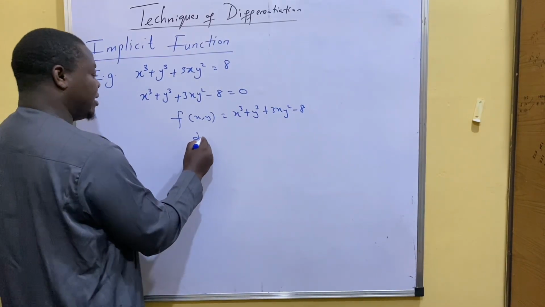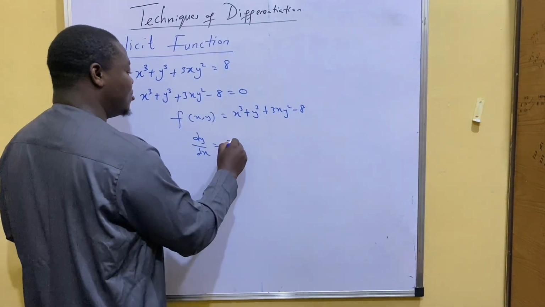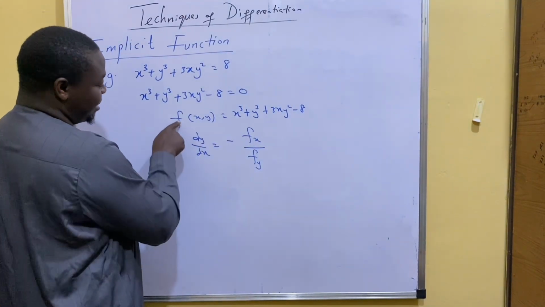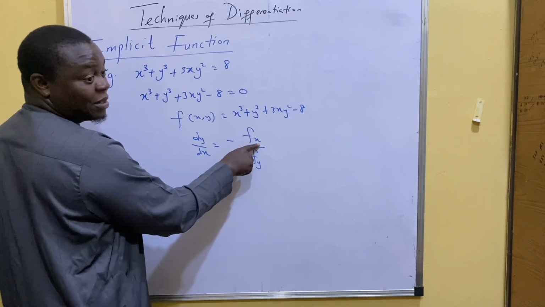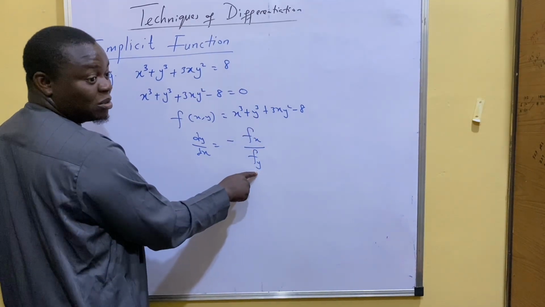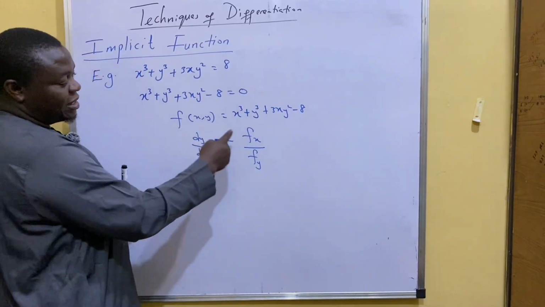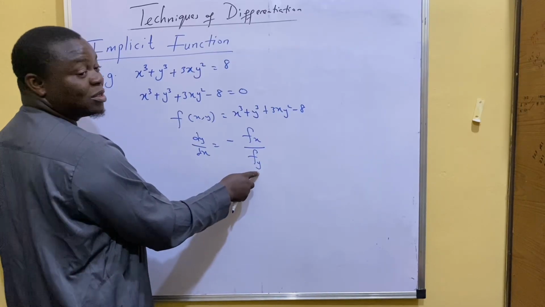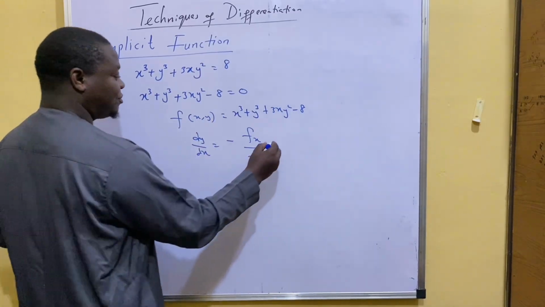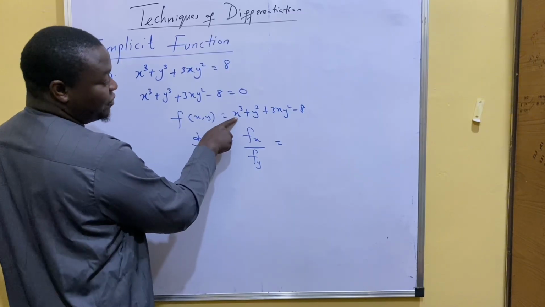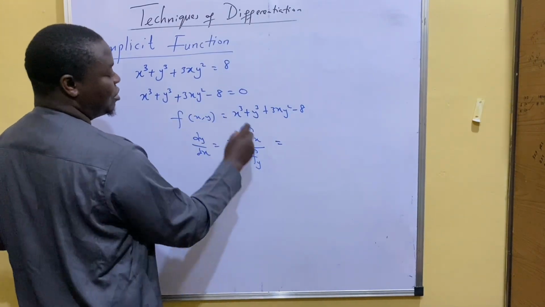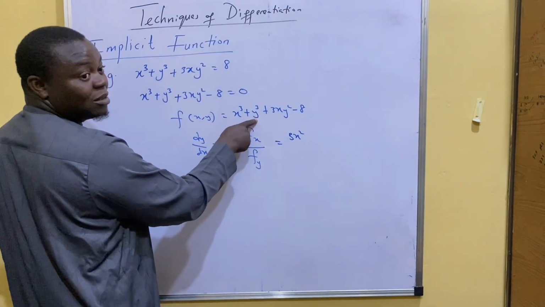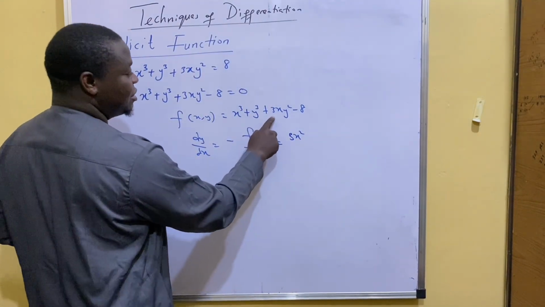So what we now do: dy/dx will be equal to minus the derivative of the function with respect to x over the derivative with respect to y. What do I mean? The derivative of this function with respect to x is f subscript x, and the derivative with respect to y is f subscript y. While you are differentiating with respect to x, you treat y as a constant, and while you are differentiating with respect to y, you treat x as a constant. So for this question, what do we have? Differentiating this with respect to x, what does that give you? 3x squared. This one, with respect to x, will be taken as a constant, that is 0. Good. Now this with respect to x.